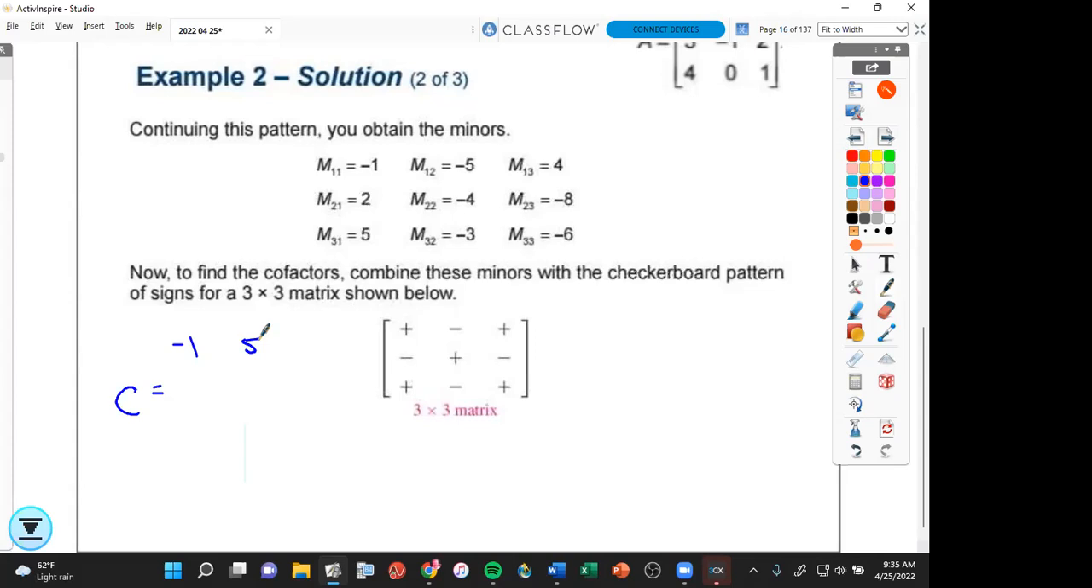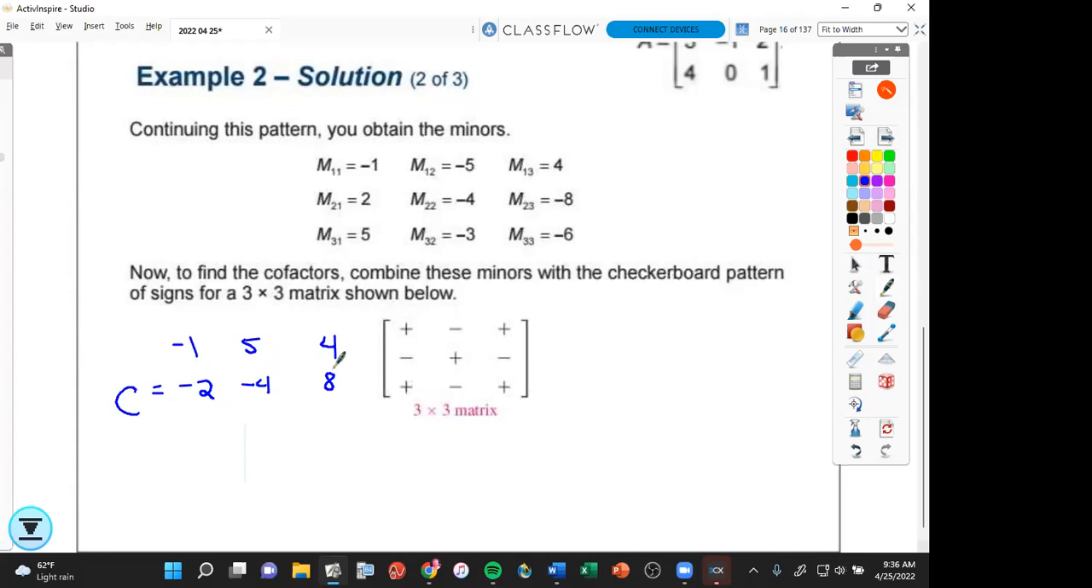In row 1, column 2, I want the opposite sign. The opposite of -5 is +5. In row 1, column 3, I want to leave the sign alone, so it stays a 4. Next row, the cofactor of 2. Well, I want the opposite of 2, so -2. 2, 2, leave the sign alone, so -4. 2, 3, change the sign.